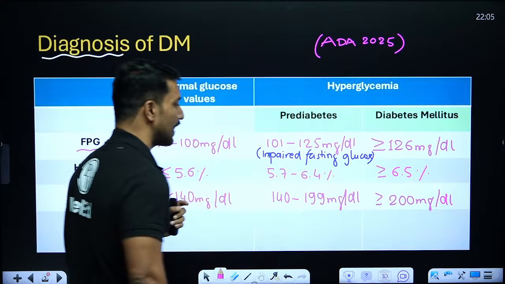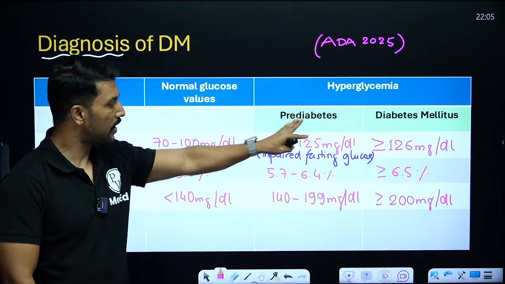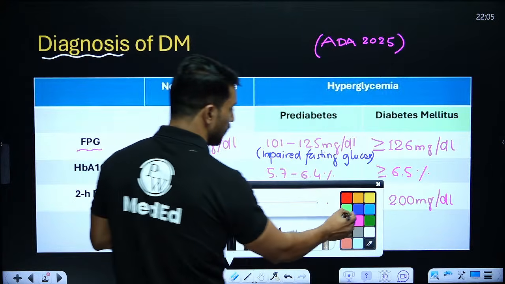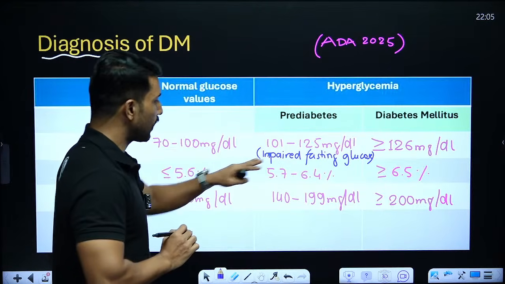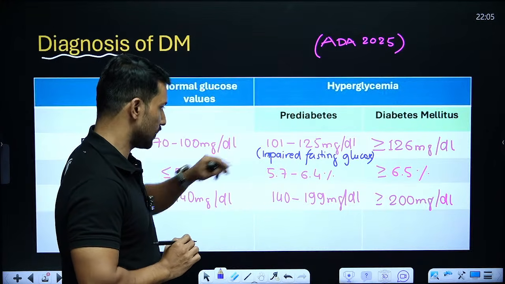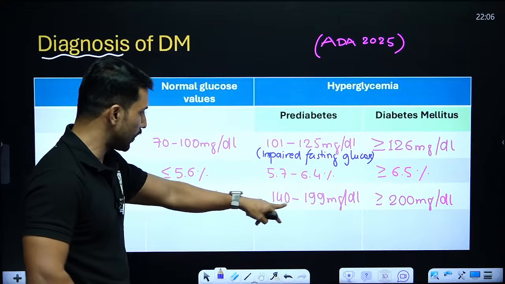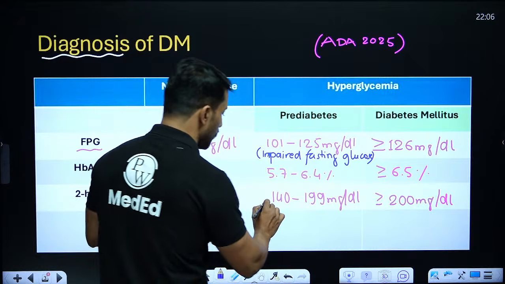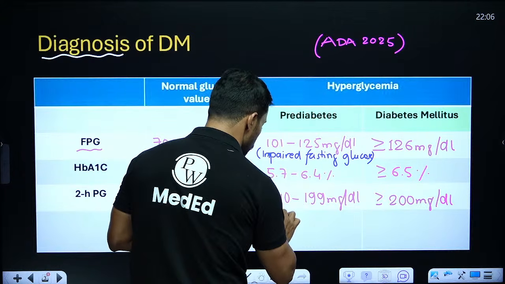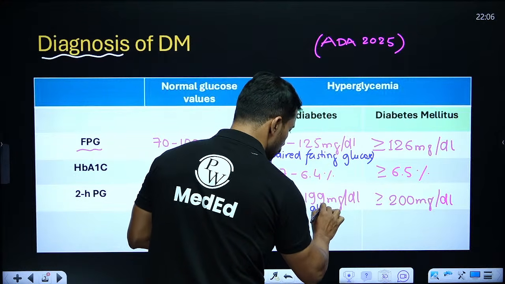I will count this, this will be considered as pre-diabetes, and I have to give a specific name for this as well. I call this IFG, impaired fasting glucose, if the fasting glucose values were in this range. And if the postprandial glucose values fall in this range, we will call it impaired glucose tolerance.